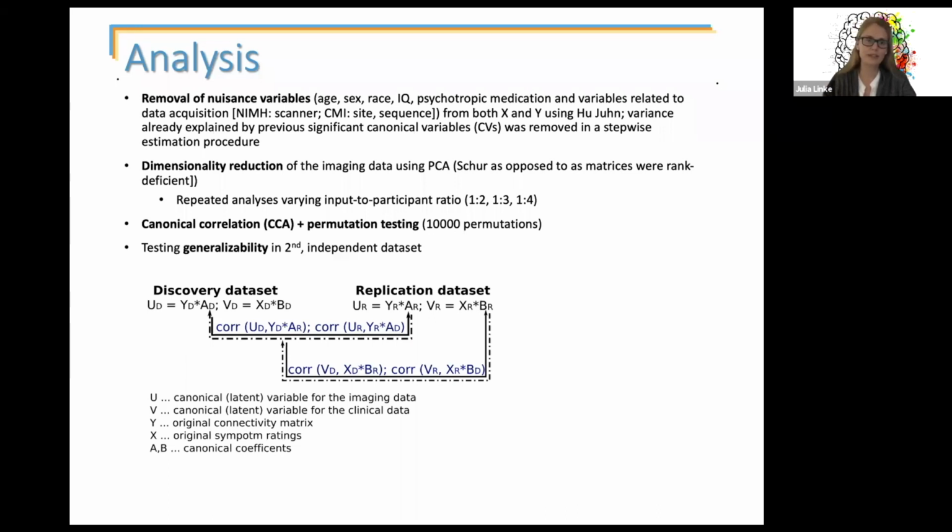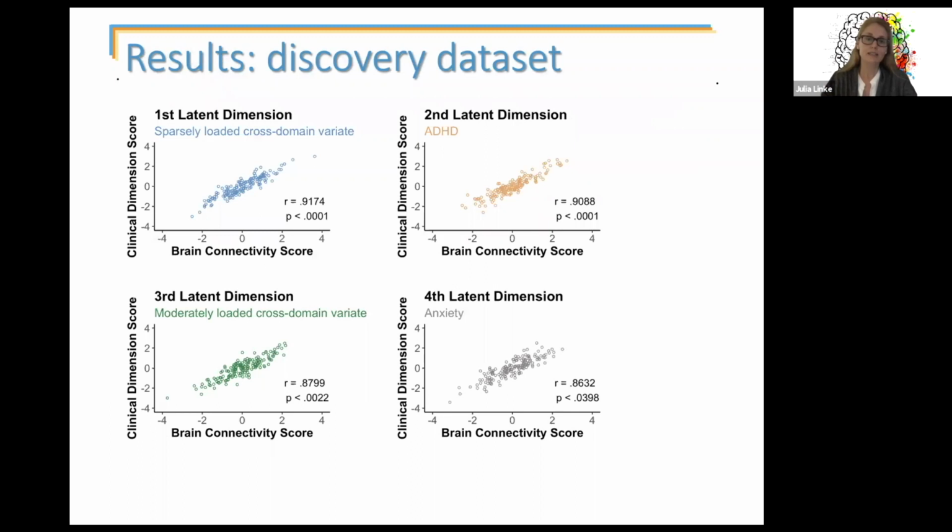Now, what did we find? In the discovery data set, we identified 4 canonical variates, 2 of which appear to be shared across input domains, or cross-domain variates, whereas 2 others were specific, one specific to disruptive behavior and the other one specific to symptoms of anxiety. Well, how did we come to this conclusion?